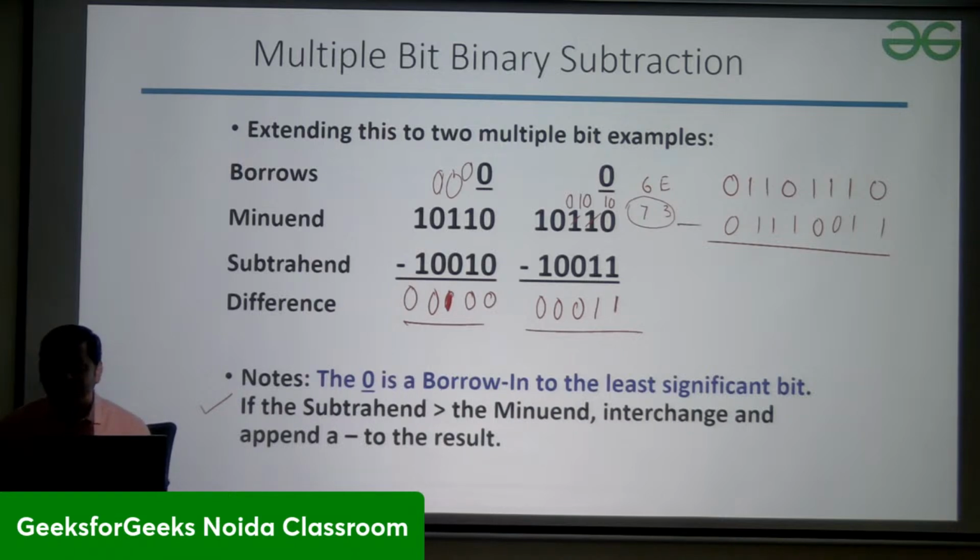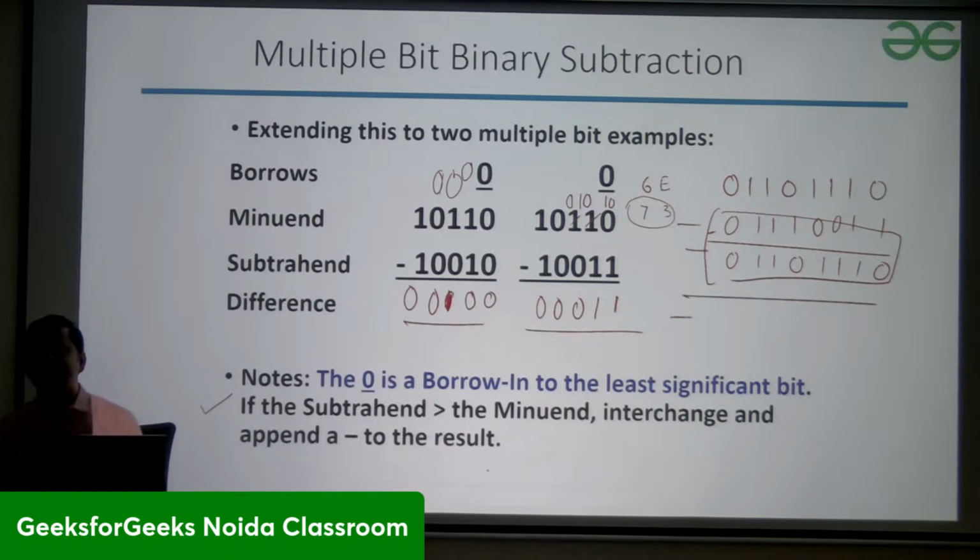That means you have to apply subtraction from this one. So you have to subtract 0110 1110. You apply subtraction between these two, and whatever is the result, you apply negative with this. Find the subtraction result and then apply negative with that.